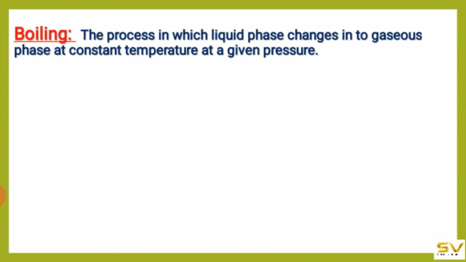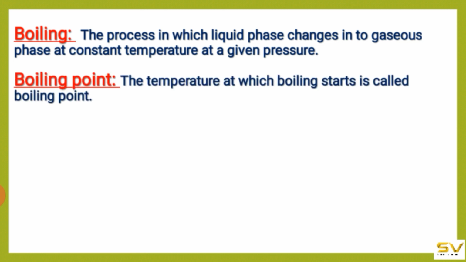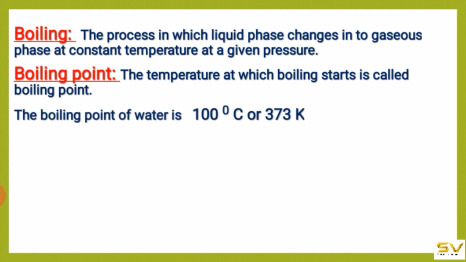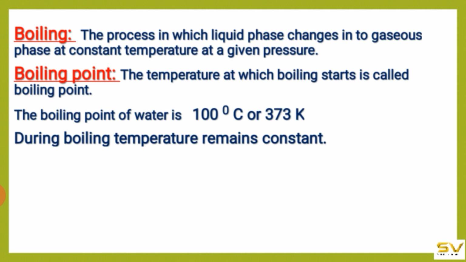Boiling is the process in which liquid phase changes into gaseous phase at constant temperature at a given pressure. The temperature at which boiling starts is called boiling point. Boiling point of water is 100 degrees Celsius or 373 Kelvin. During boiling, temperature remains constant.